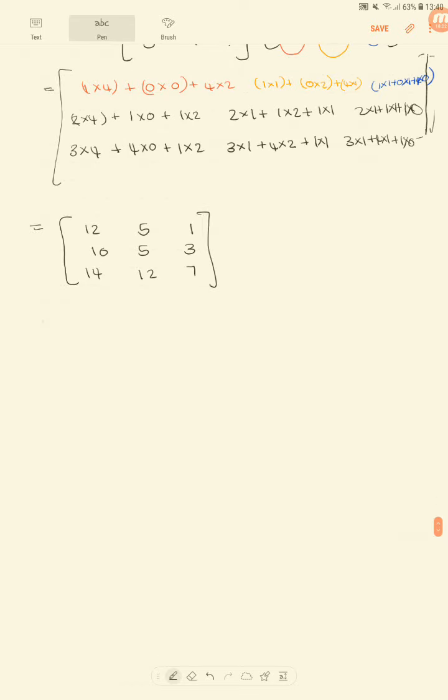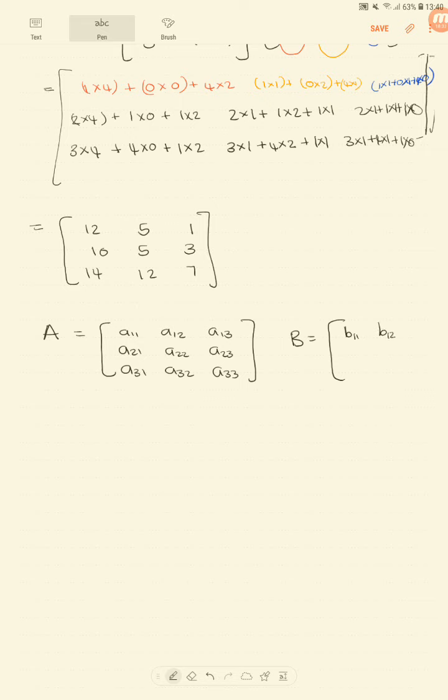Let's do another example. In this case, matrix A equals A11, A12, A13, our general matrix, A21, A22, A23, A31, A32, A33, close, and B matrix, B11, B12, B21, B22, B31, B32. Let me just write this neatly.